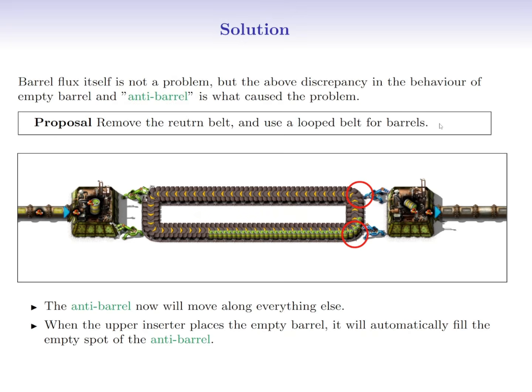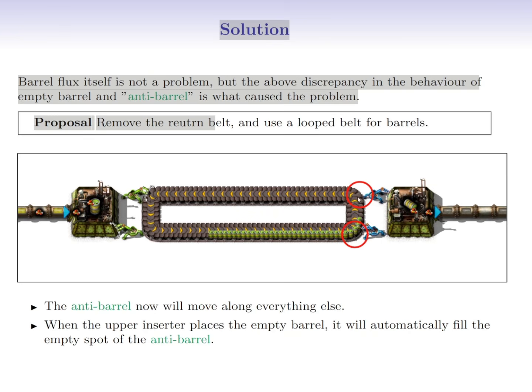My proposal is that you use a looped belt. Okay? It goes on a loop. And why does this work? It's because if you pick up a full barrel now, you get an empty spot. The empty spot doesn't get stuck at the end and instantly jump to the left. It gets forwarded up to this spot.